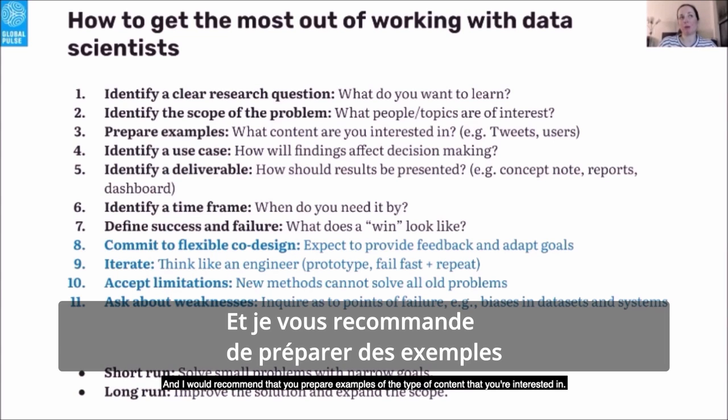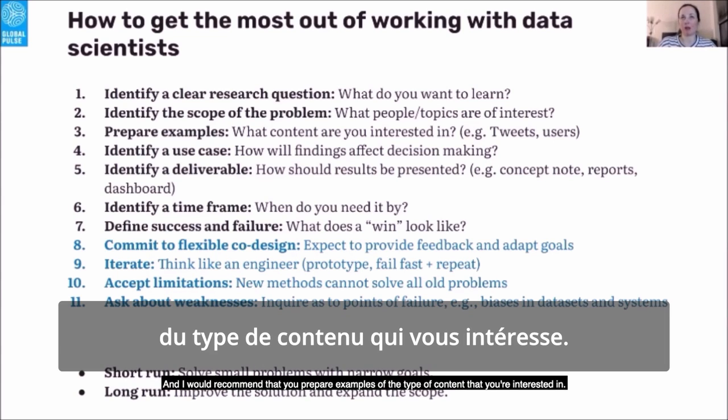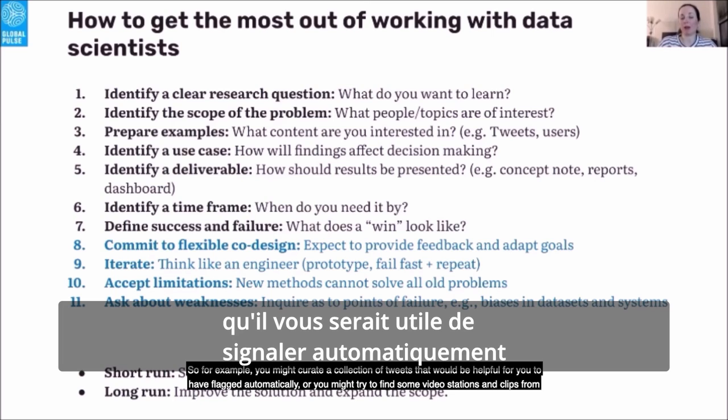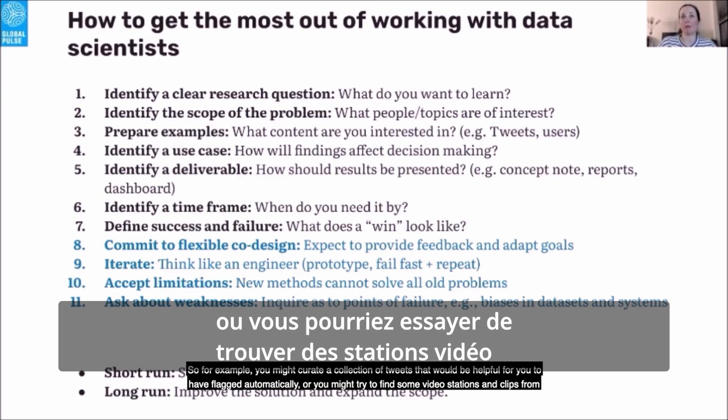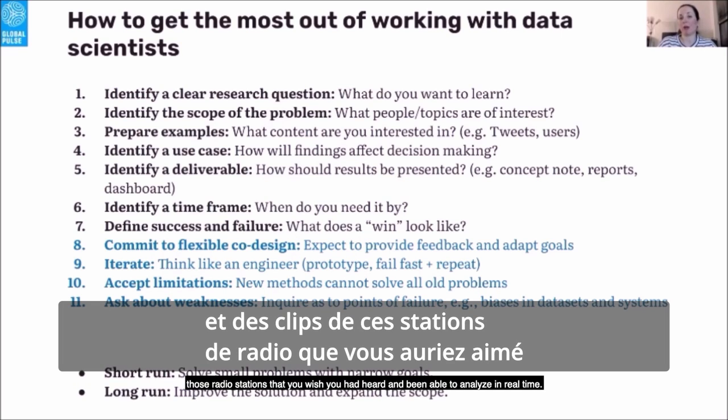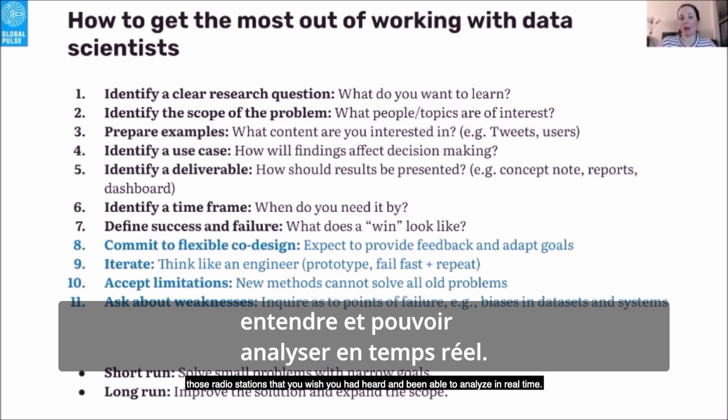And I would recommend that you prepare examples of the type of content that you're interested in. So for example, you might curate a collection of tweets that would be helpful for you to have flagged automatically. Or you might try to find some radio stations and clips from those radio stations that you wish you had heard and been able to analyze in real time.